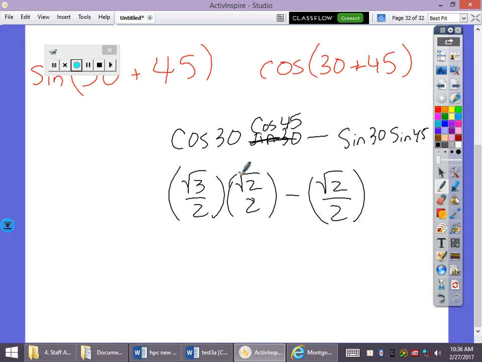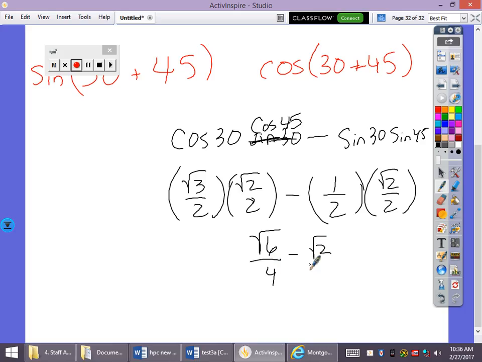Completely wrong. Sorry. 30 using the hand trick is 1 over 2, and 45 is the square root of 2 over 2. So it gives me the square root of 6 over 4 minus the square root of 2 over 4, which simplifies to the square root of 6 minus the square root of 2 over 4. Sorry, I made a mistake up here. Remember, it's cosine times cosine.